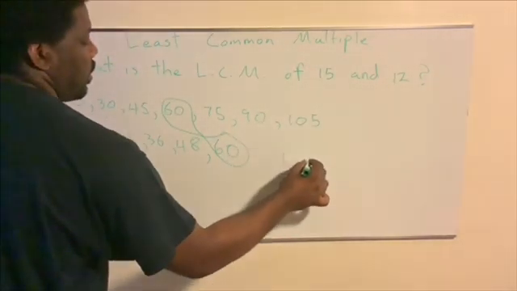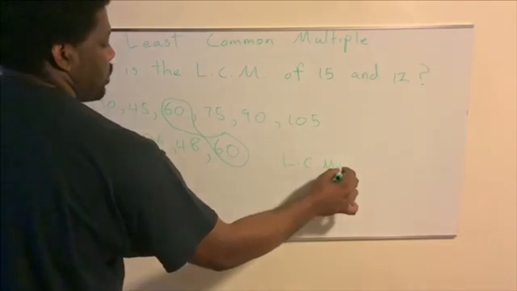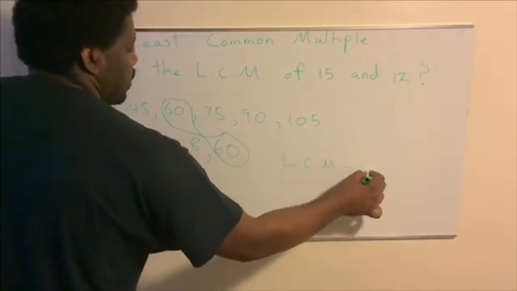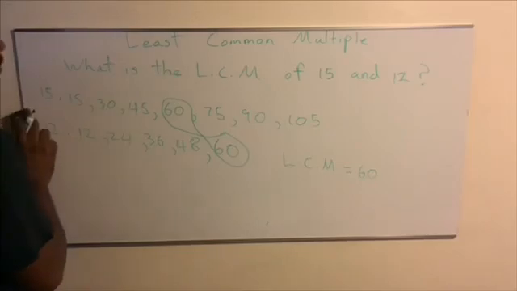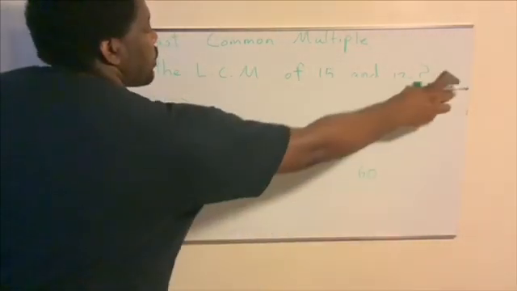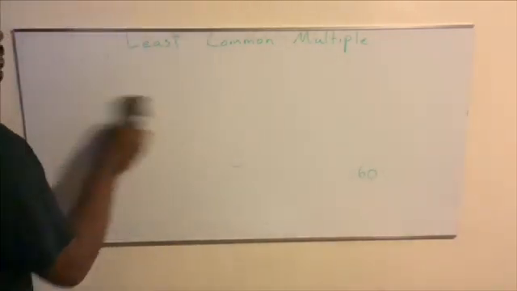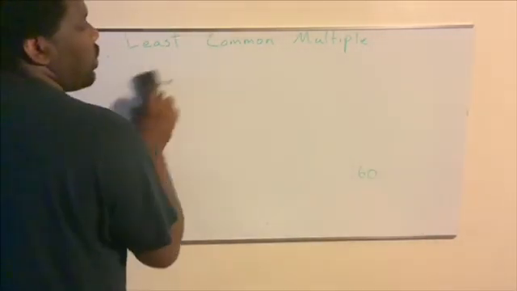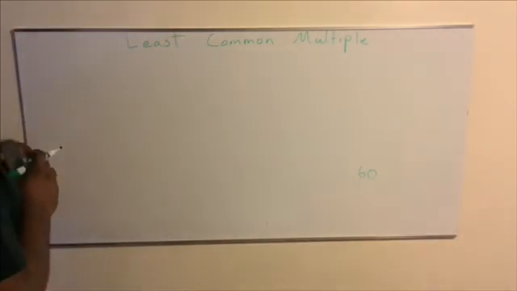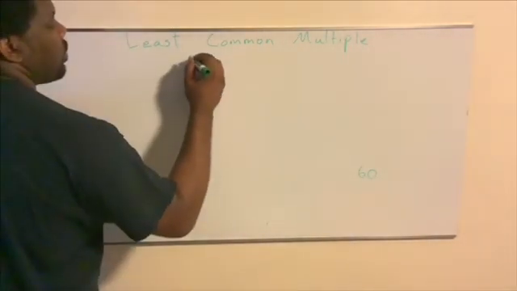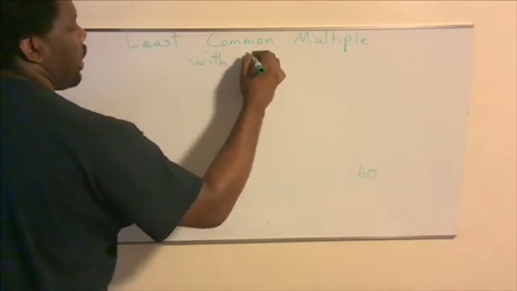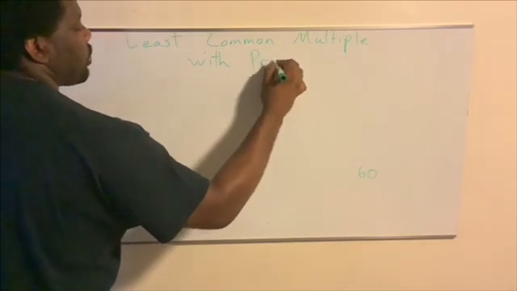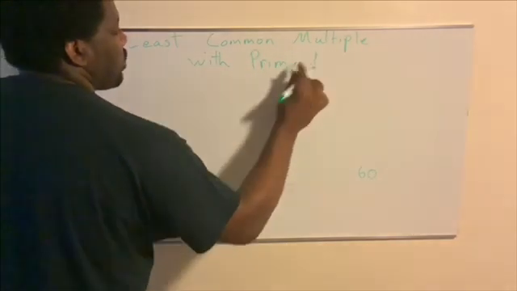So the LCM of 15 and 12 equals 60. Lowest common multiple. Okay, now we can also find the least common multiple using prime factorization.